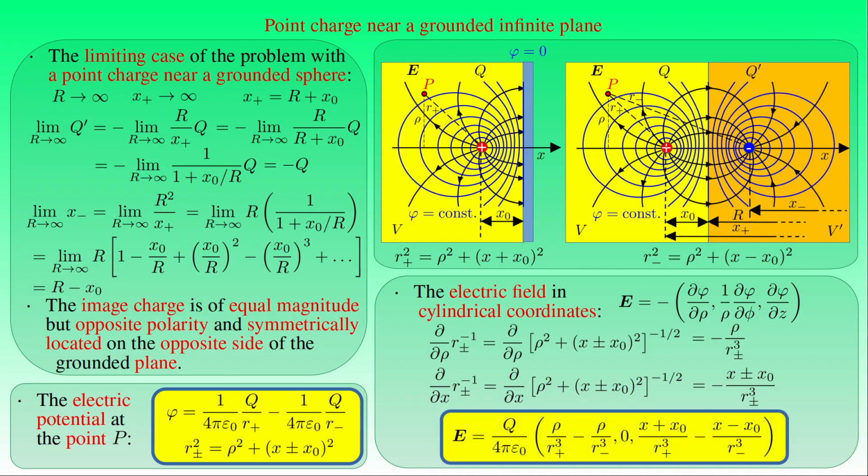By substituting these equations into the negative gradient of the potential, the electric field strength E at the point P due to a point charge q at the distance x0 from a grounded plane can be written as q over 4π ε0 times a vector with the following components in the cylindrical coordinate system with the axis passing through the point charge and perpendicular to the plane.